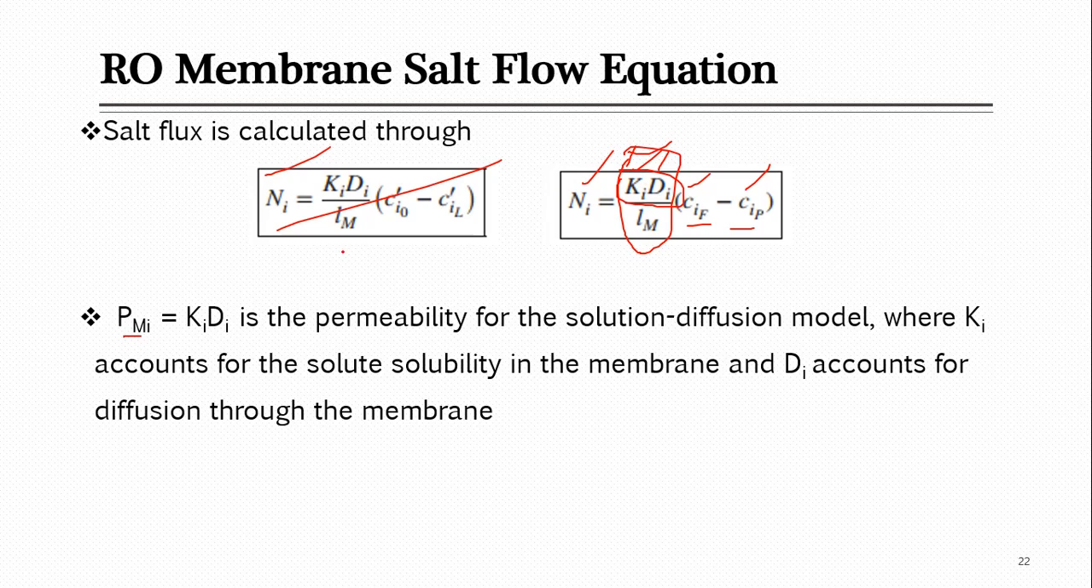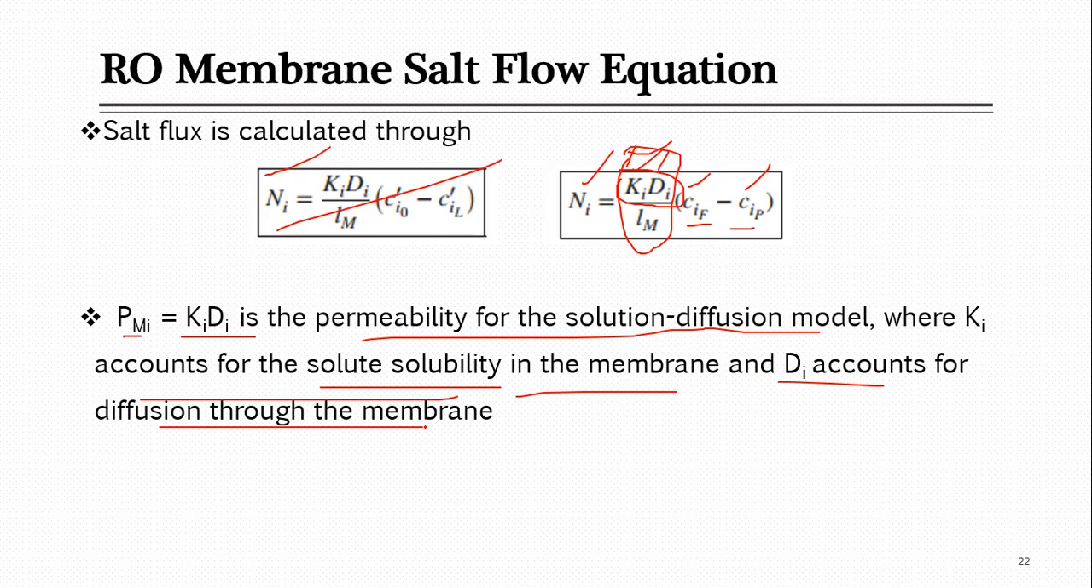So we are talking about this numerator, Ki Di, which is the permeability of the solution diffusion model, where Ki accounts for solute solubility in the membrane and Di for diffusion through the membrane. If we know these values, then we can calculate the permeability, and that will be used. These are measured based on experimentation, diffusivity and solubility of various components through the membrane. When membrane systems are developed, they are tested on the lab scale, all this data is collected, and then it is used for designing the system on a large scale.